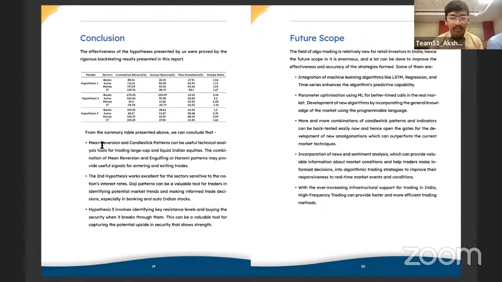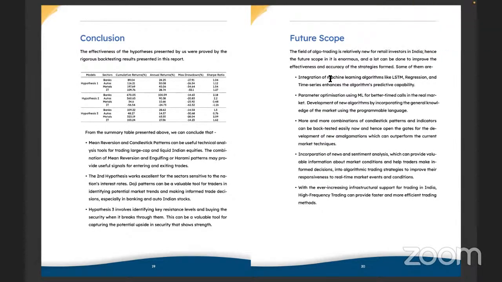In the second hypothesis, we saw the positive correlation between the interest rate and the doji candlestick patterns. And in the third hypothesis, we tried to see the Dow theory and the application of higher highs and higher lows in Indian equities. And we tried to capitalize on all of these points. Now let us talk about some future scope, which most can implement.